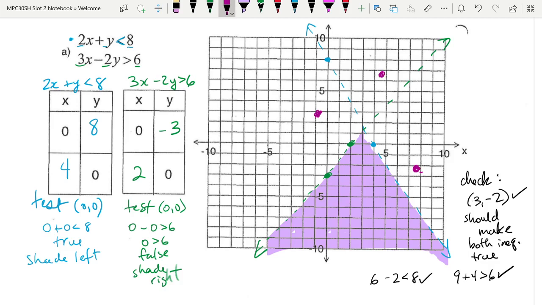There's only one region where both of these inequalities are true. And there it is right there. So let's try another one like that. Any questions on how I got this one going?